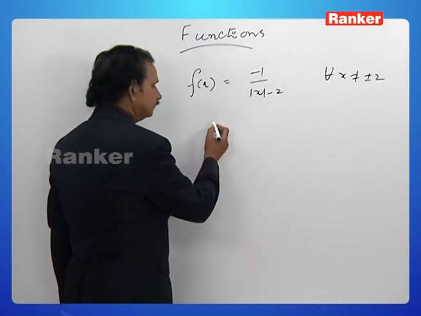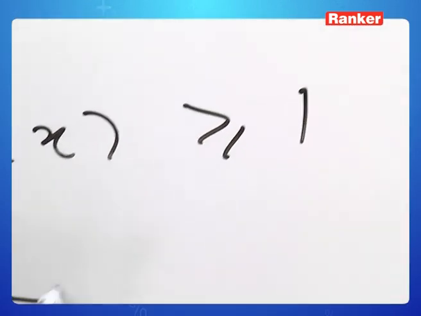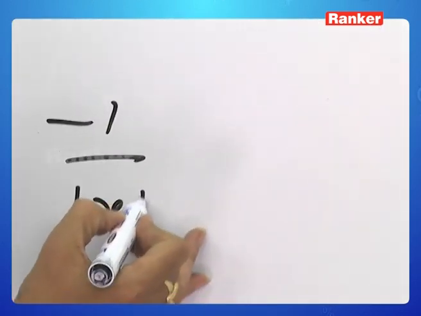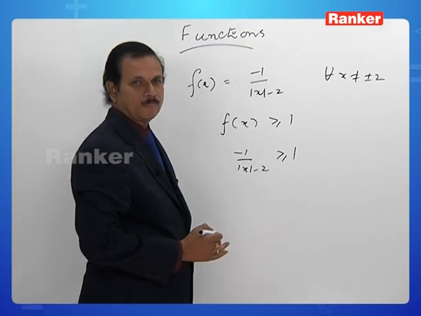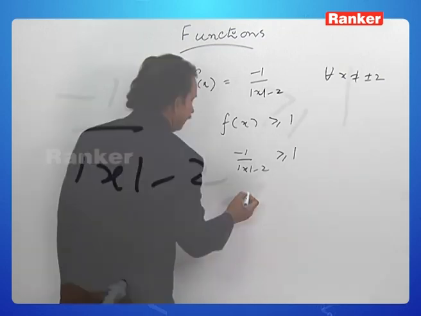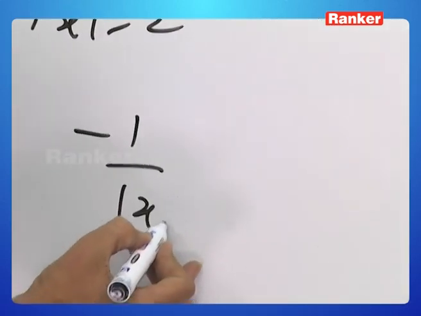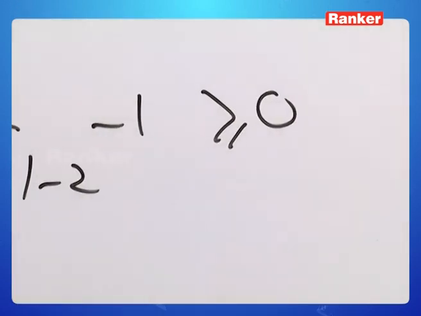We should have f of x greater than or equal to 1. Minus 1 by mod x minus 2 greater than or equal to 1. That is, minus 1 by mod x minus 2 minus 1 greater than or equal to 0.